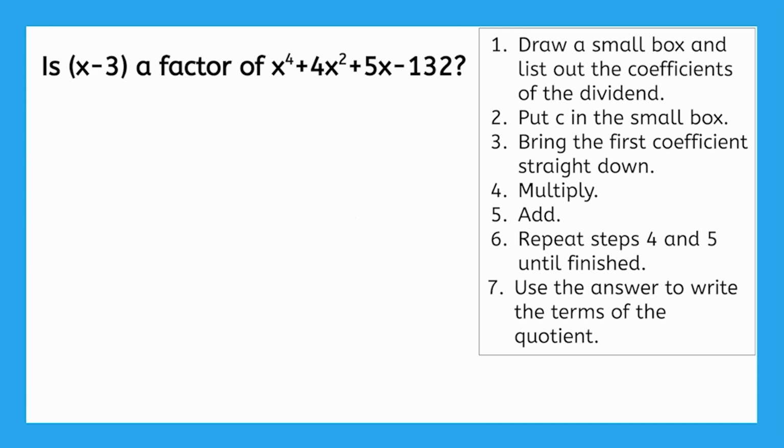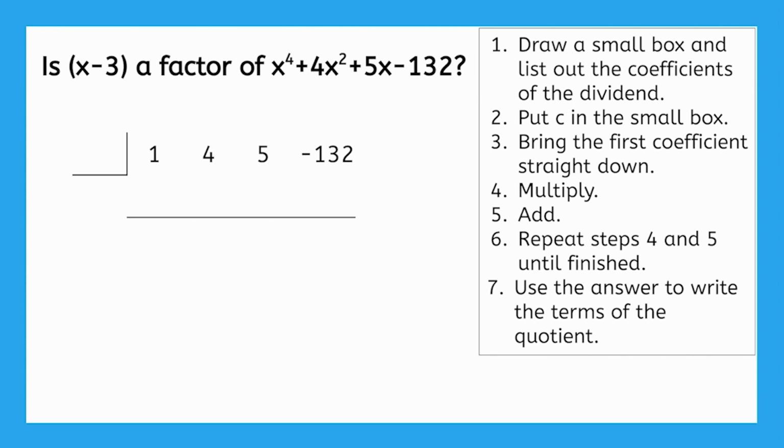Here are our steps. Step 1. Set up your small box. Be sure your dividend is in standard form, and then list out your coefficients. Let's see. 1, 4, 5, negative 132, and draw our line. Are we ready to begin? Or do you see anything here that we need to fix?